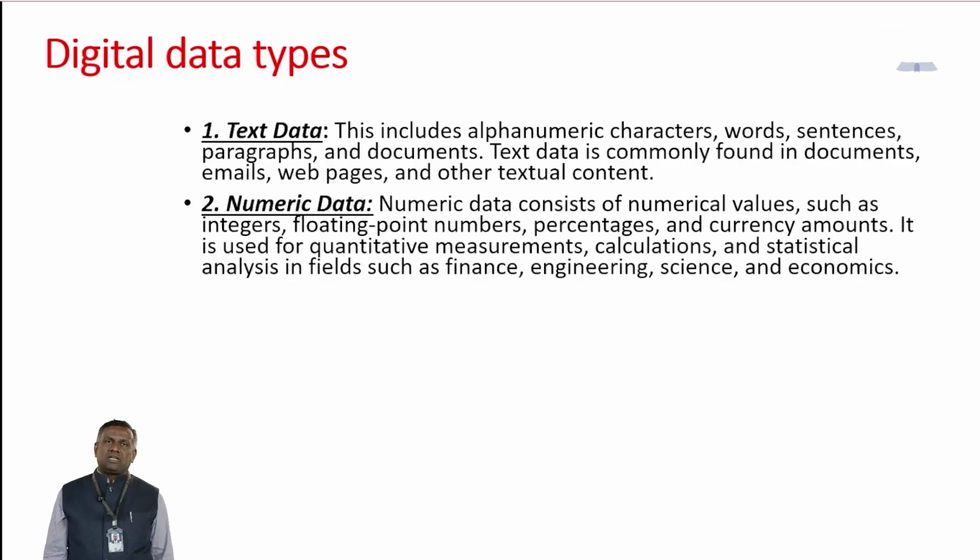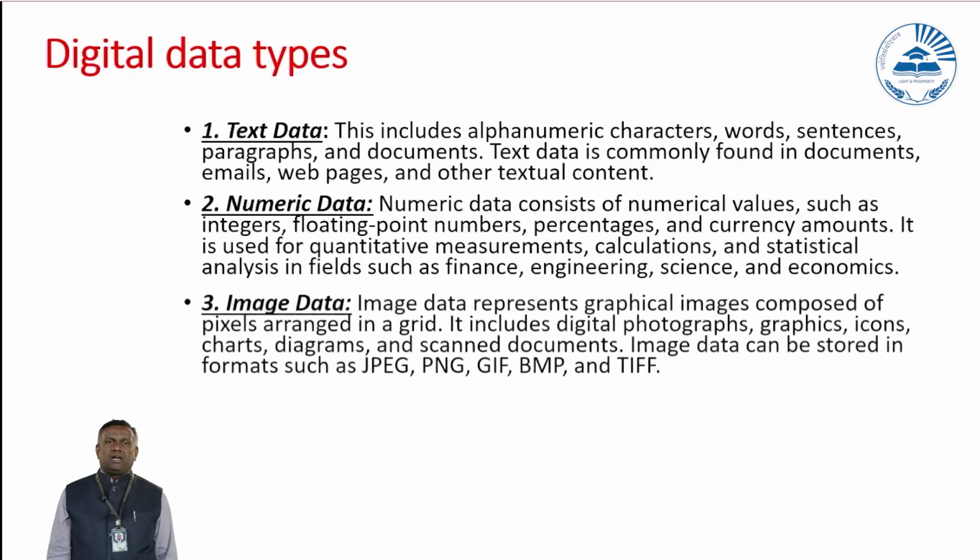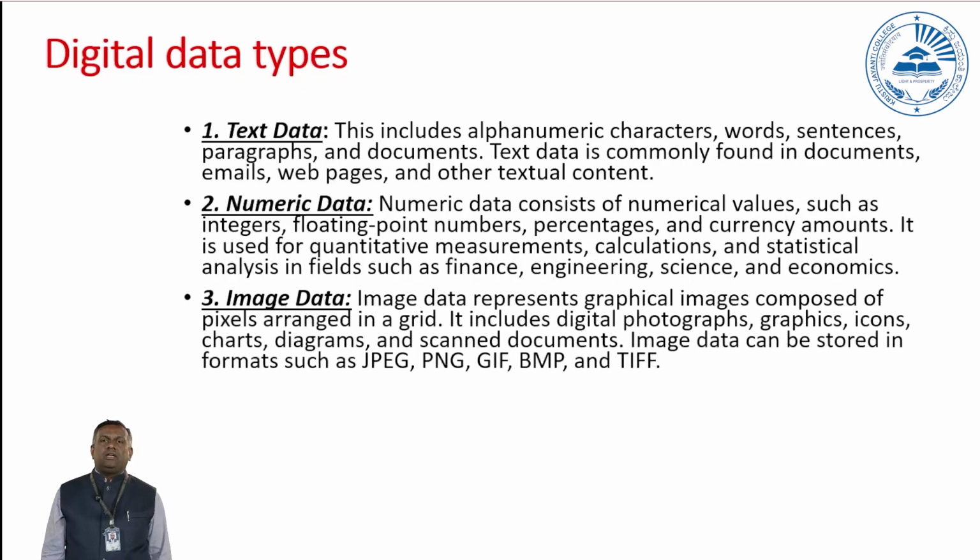Let us go for the third type of data types, that is image data. The data which represents graphical images composed of pixels arranged in a grid. It includes digital photographs, graphics, icons, charts, diagrams, which can be stored in different formats such as JPEG, PNG. So this is the third type of data types, right?